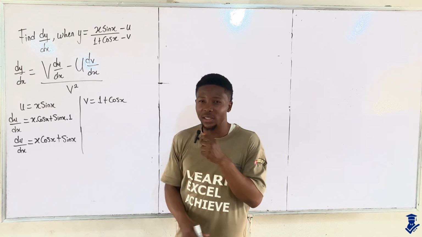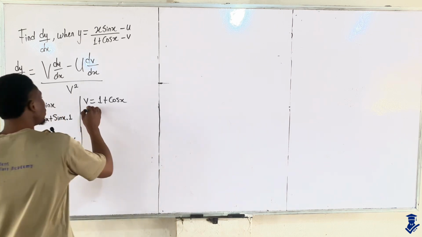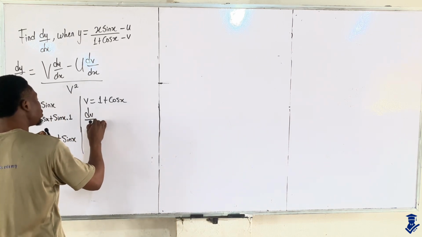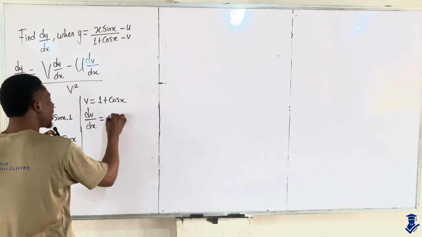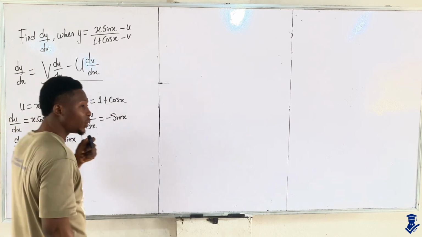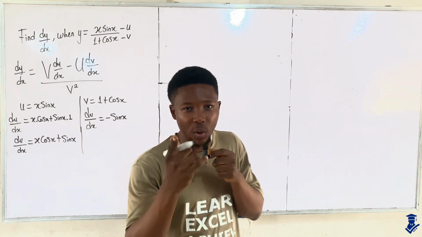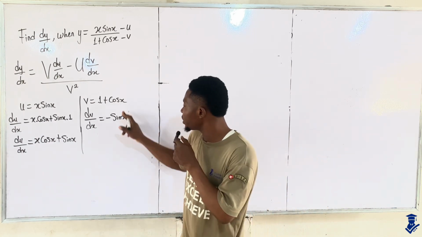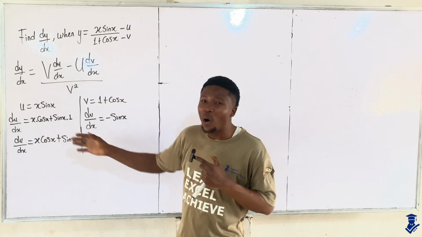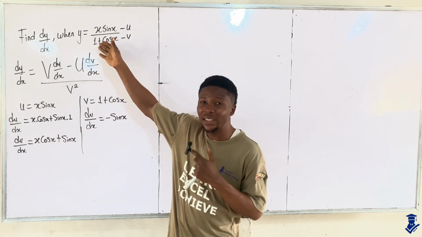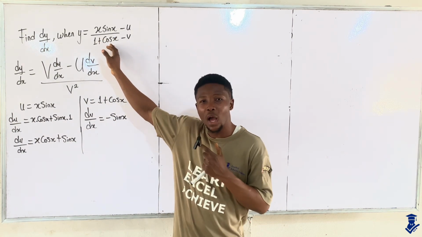Now let's find dv/dx. We're differentiating v with respect to x. Differentiate 1, which is a constant, you get 0. Differentiate cos x, you get minus sin x. So dv/dx is equal to minus sin x. Finally, we have all that we need to be able to find the dy/dx of this function.